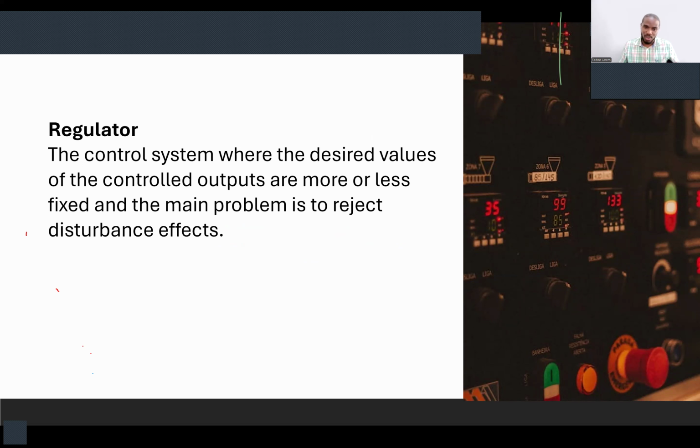The regulator. When you have a control system that wants to reject disturbance effects, so its desired values are already fixed, the output of your system is fixed and you do not want disturbances, we call that a regulator.